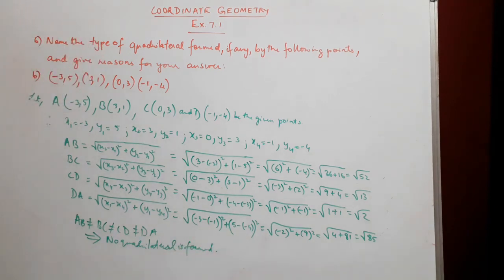We don't need to look into this further. You just need to show that sides are equal or not equal. If they are not equal, then no quadrilateral is formed. If they are equal, then we have to see which quadrilateral it is. Let's move to the next problem.